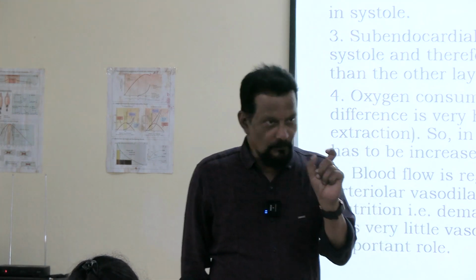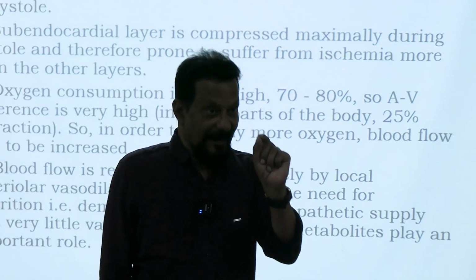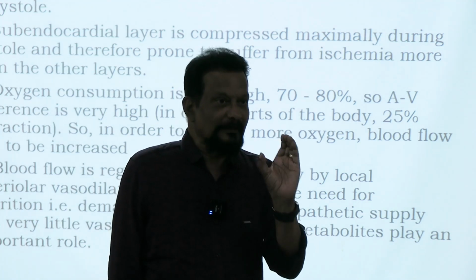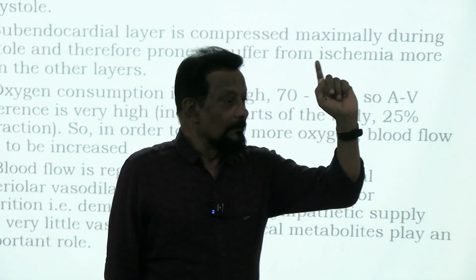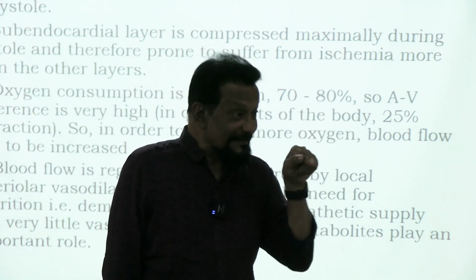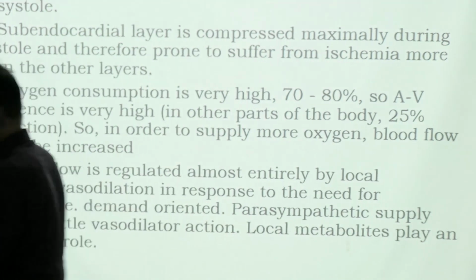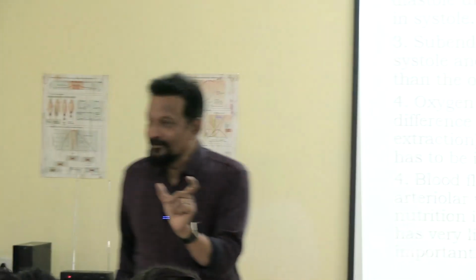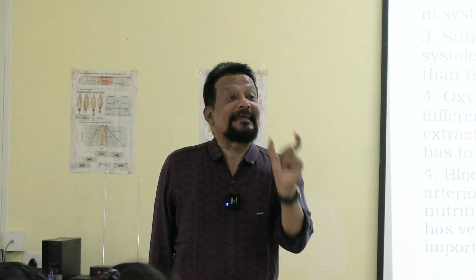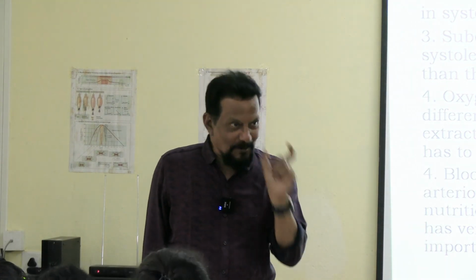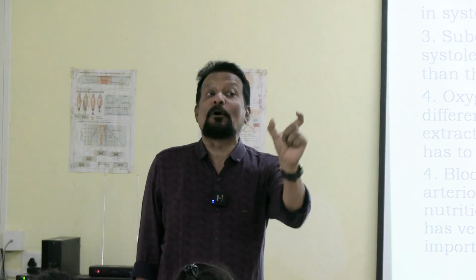One beat will take some time. If your heartbeat is 75, then how much time will one beat take? 60 by 75. 0.8 second. This is the cardiac cycle length, the normal cardiac cycle length. Now you see what happens to this 0.8 second.